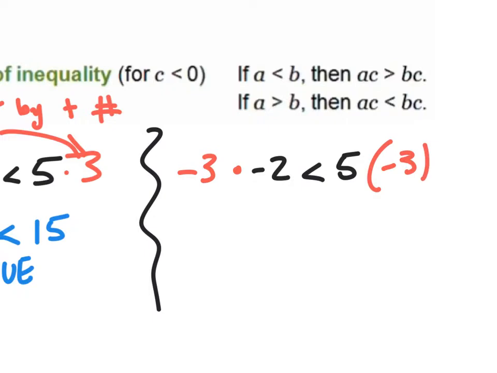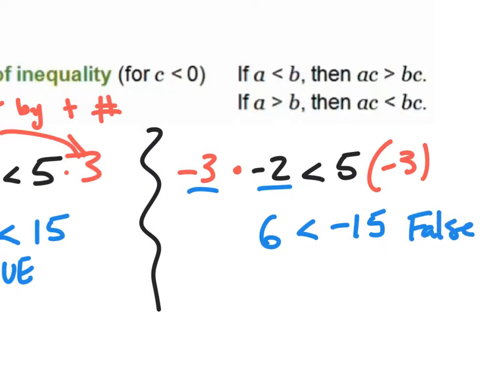Okay? Now what happens? What does this give me? Positive 6 is less than negative 15. Is that true or is that false? That's false. Okay? This is a false statement. What do I have to do to make it true?